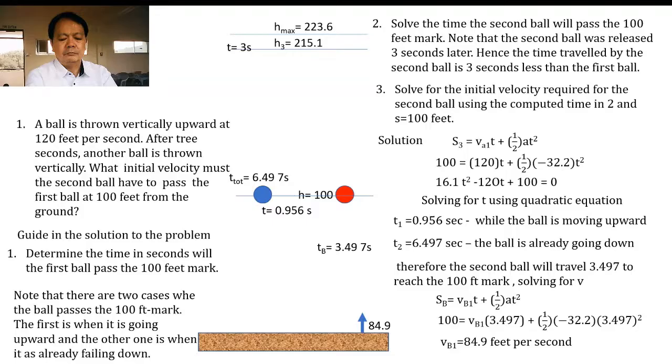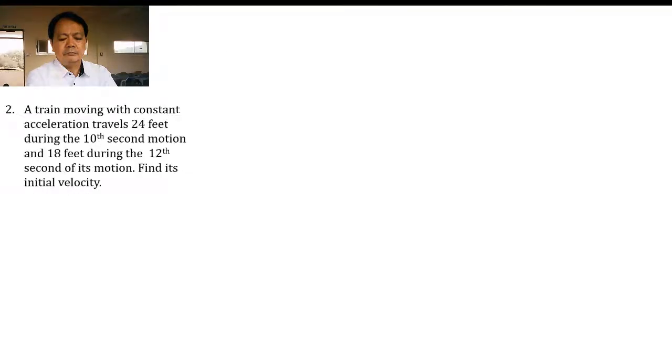Now let's go to the second problem. The second problem is something about the motion of a train along a straight path. Sabi dito, a train moving with a constant acceleration travels 24 feet during the 10-second motion and 18 feet during the 12-second motion. Find its initial velocity.